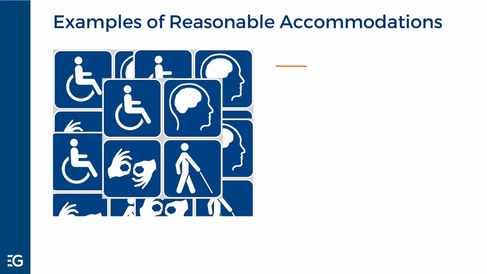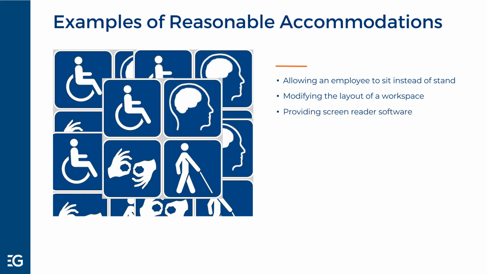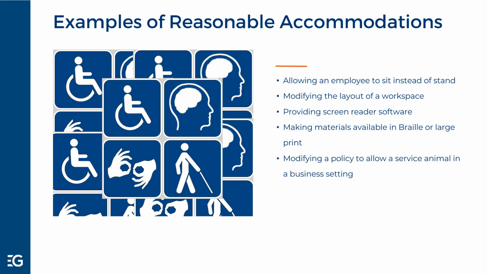Here are some examples of reasonable accommodations: allowing an employee to sit instead of stand, modifying the layout of a workspace, providing screen reader software, making materials available in Braille or large print, modifying a policy to allow a service animal in the business setting.